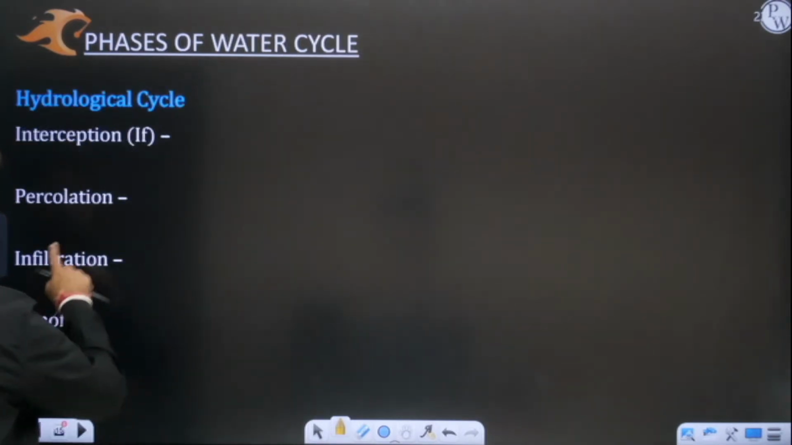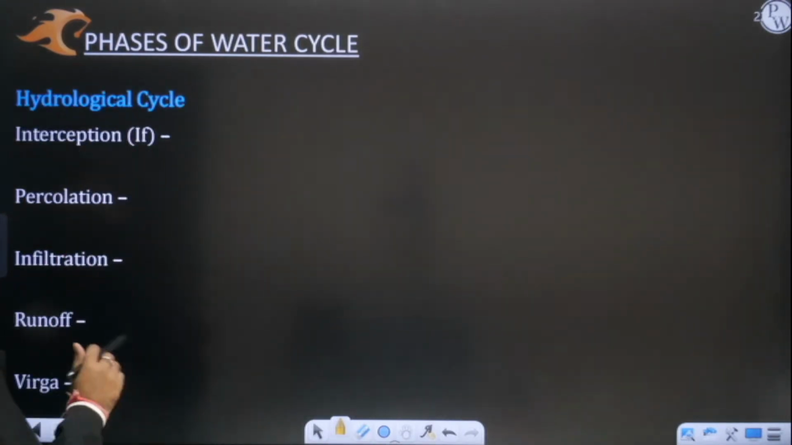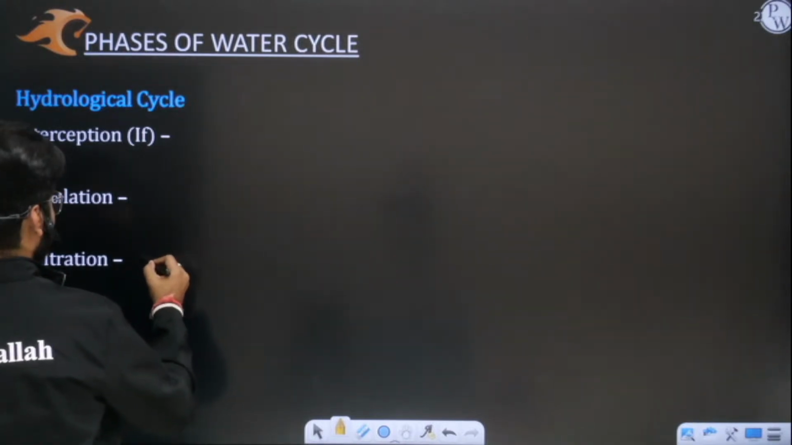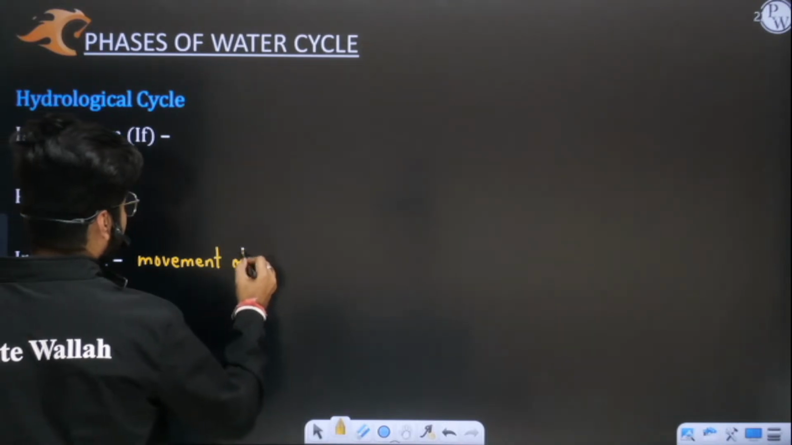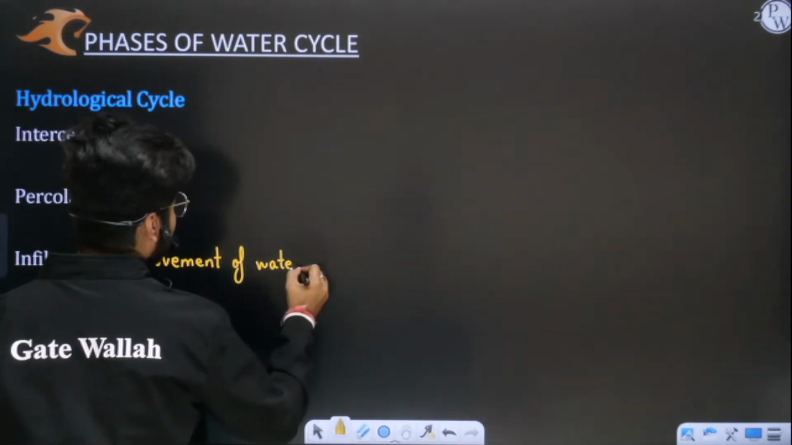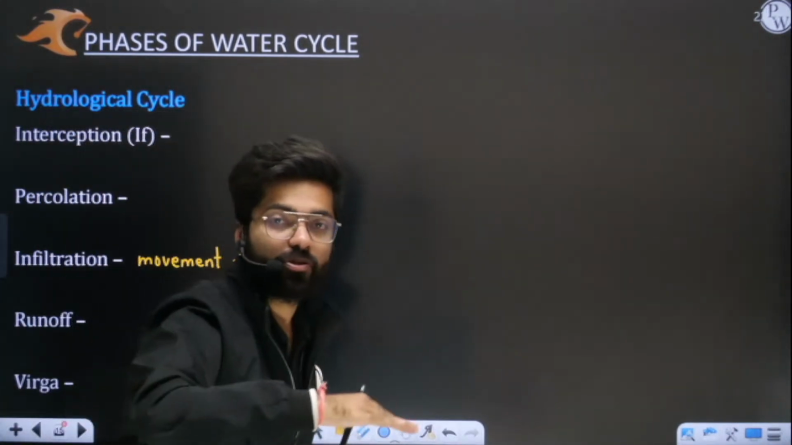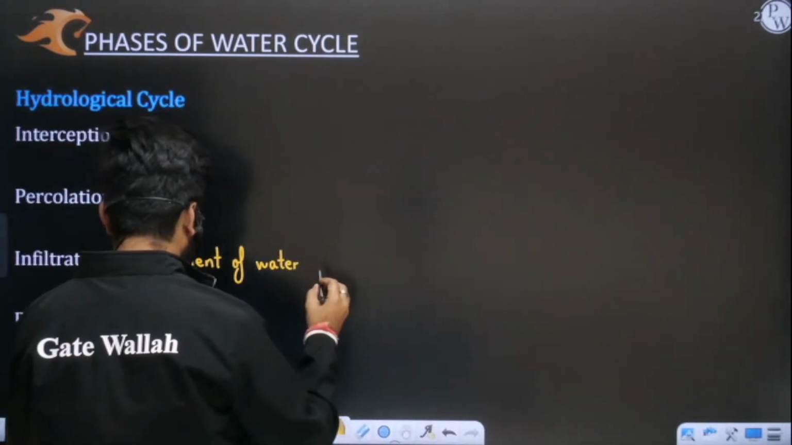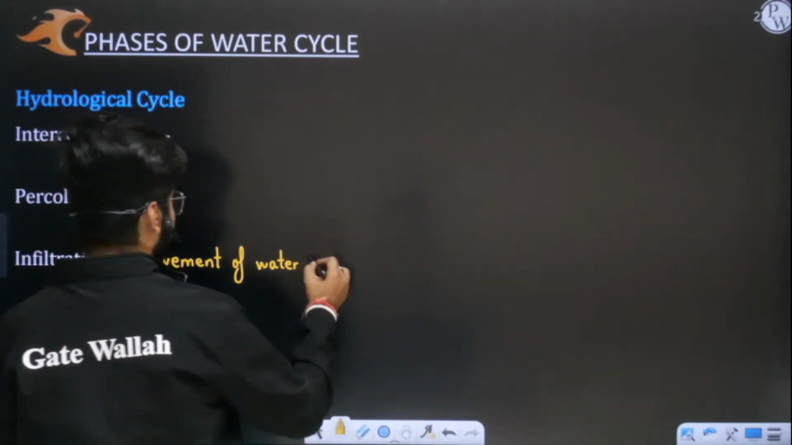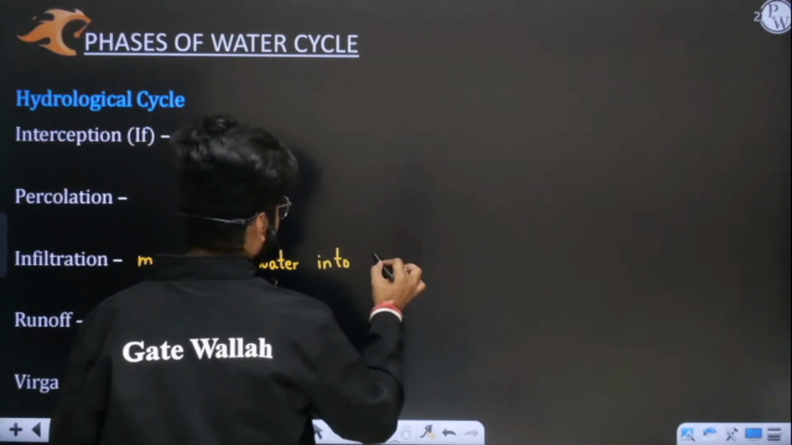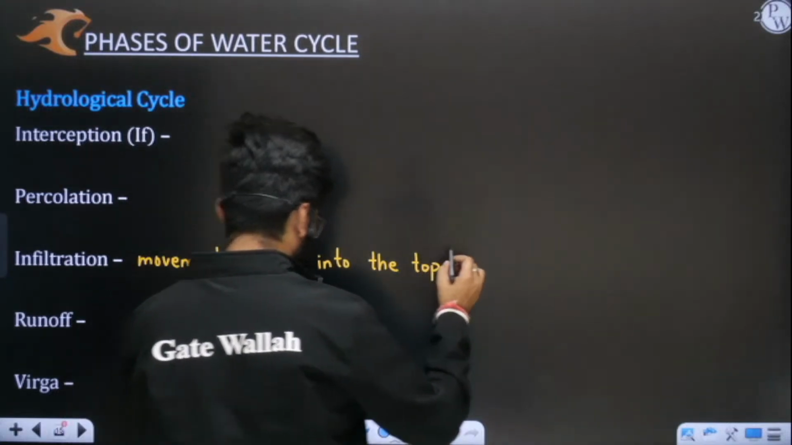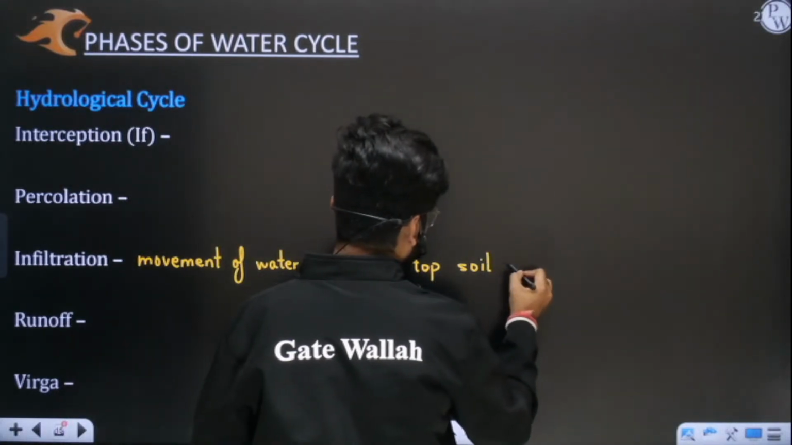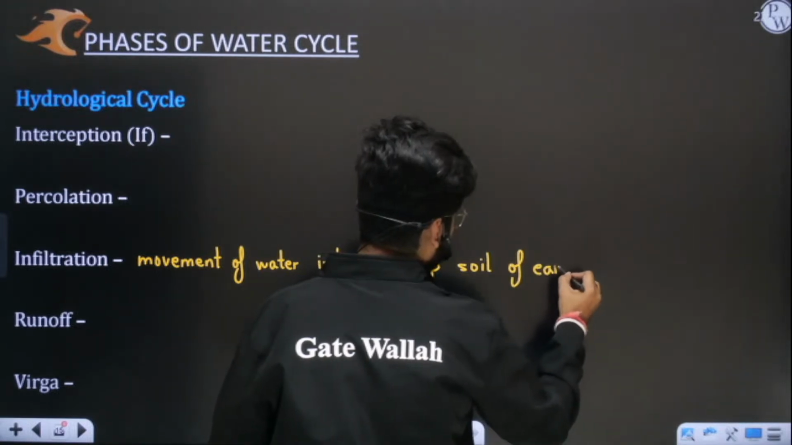Let me write the definition here. These are all the definitions. Infiltration is simply movement of water into the topsoil of the Earth's surface.